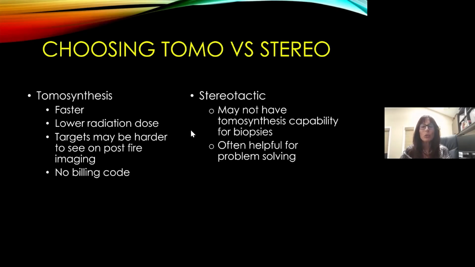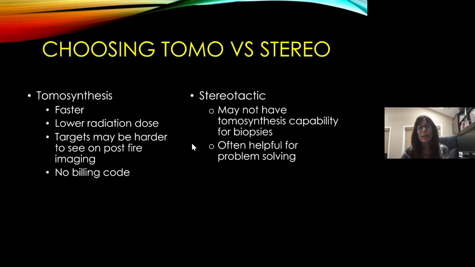How do you choose whether or not to use tomosynthesis or stereotaxis? In general, I default to tomosynthesis almost 100% of the time. It is faster. We obtain fewer images. So not only is that faster, but the patient receives a lower dose of radiation. As I mentioned, the targets may be harder to see on post-fire imaging, and I also mentioned that currently there is no billing code.